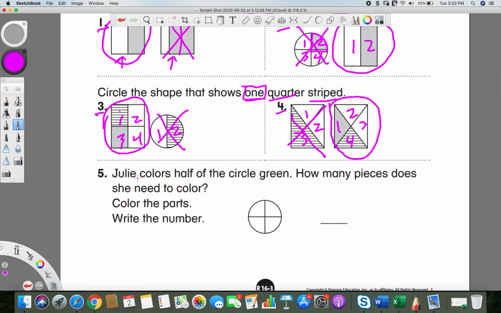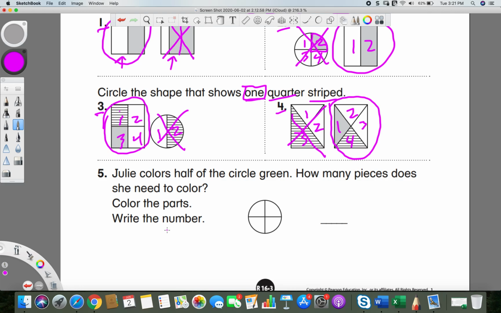It says, Julie colors half of the circle green. How many pieces does she need to color? Color the parts, write the number. Now, for this one, just use your pencil. If you have crayons with you, then feel free to use crayons. But you can just use your pencil.